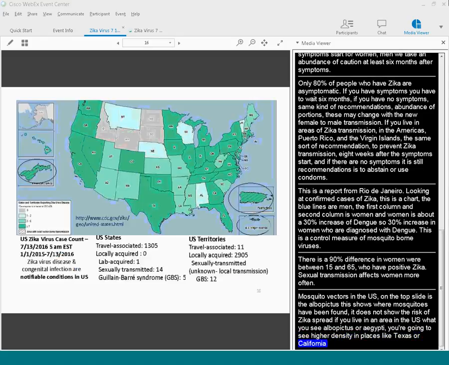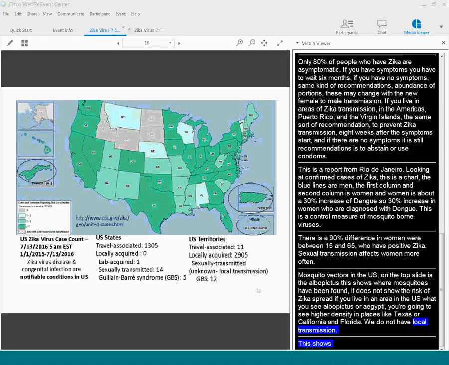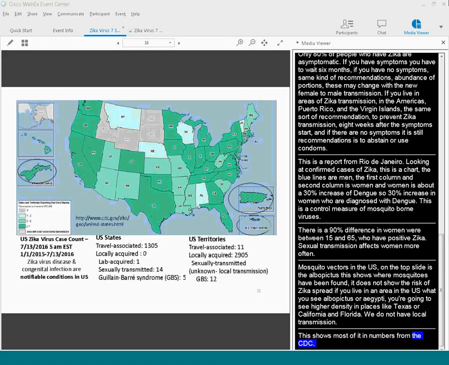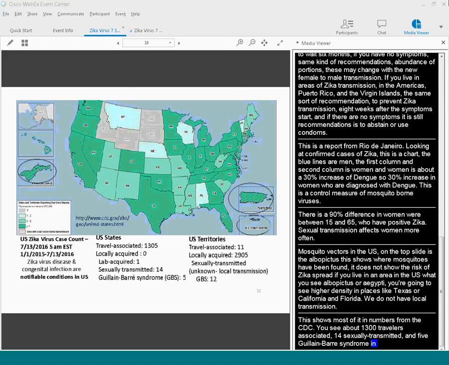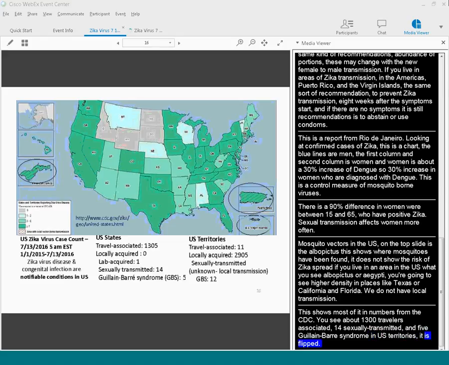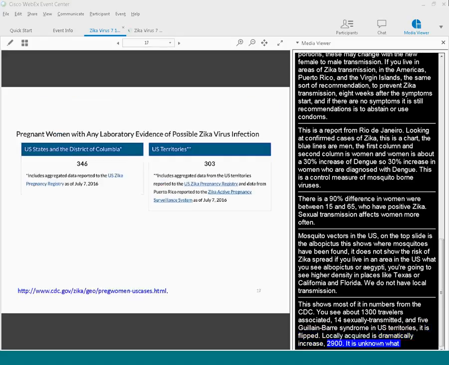The next slide really shows the most updated numbers from the CDC. Again, Zika virus disease and congenital Zika virus infection are nationally notifiable conditions. You see about 1,300 travel-associated, non-locally acquired, 1 lab, 14 sexually transmitted, probably 15 now, and 5 Guillain-Barré syndromes. In the U.S. territories, it's flipped, right? Travel-associated from other places to our territories, 11. Locally acquired, a dramatically increased number, 2,905. And again, importantly, it's unknown what our sexual transmission is because there's local transmission by mosquitoes. But a smaller number of cases of Guillain-Barré syndrome.